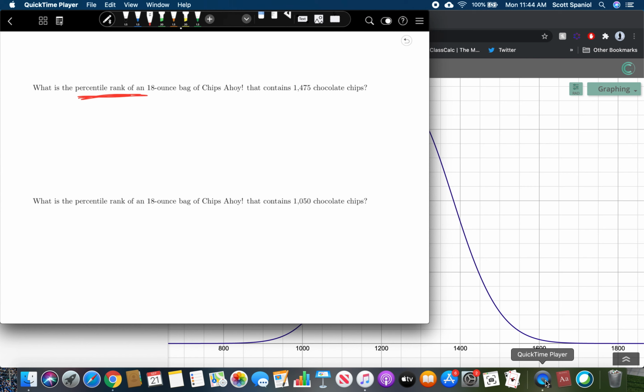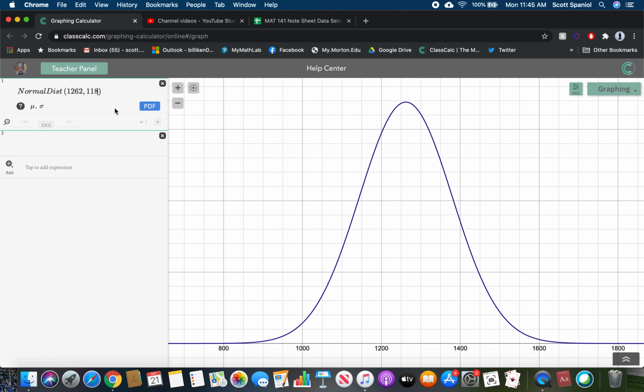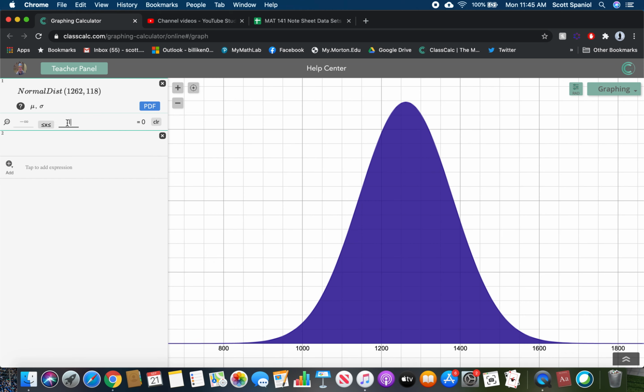So what you want to remember is, what does the word percentile mean? Percentile means percent of the data to the left. So if I want to find the percentile rank, I need to find the probability that X is less than 1475. I need to know what proportion of the data is to the left of 1475. So we can just put in X is less than 1475. And what we get is 0.964.